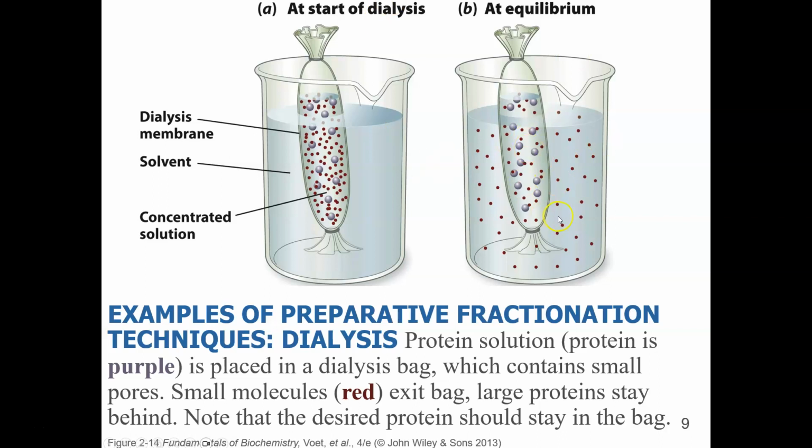Now, it turns out if you change your buffer, so for example, if I throw away this buffer and then place my bag into new buffer, I can get equilibrium to be established, and that will decrease the concentration of the ions inside the bag. And if you do that 3 times, pretty much you'll get rid of all of them.